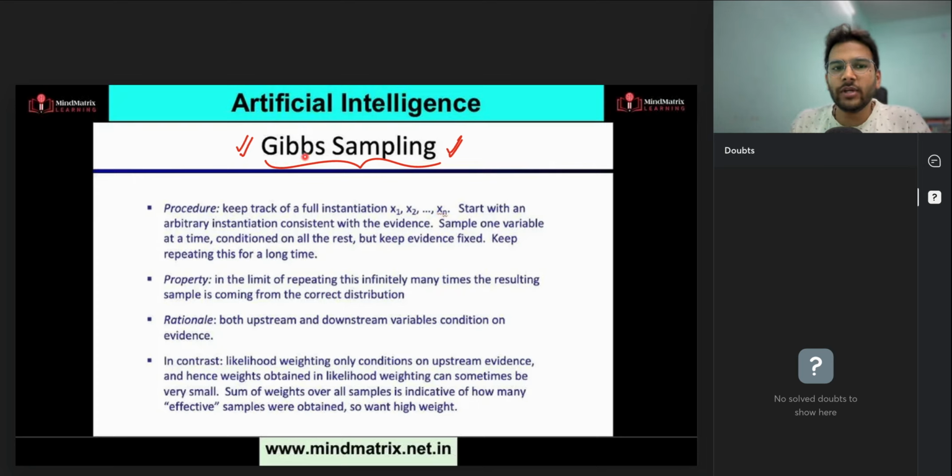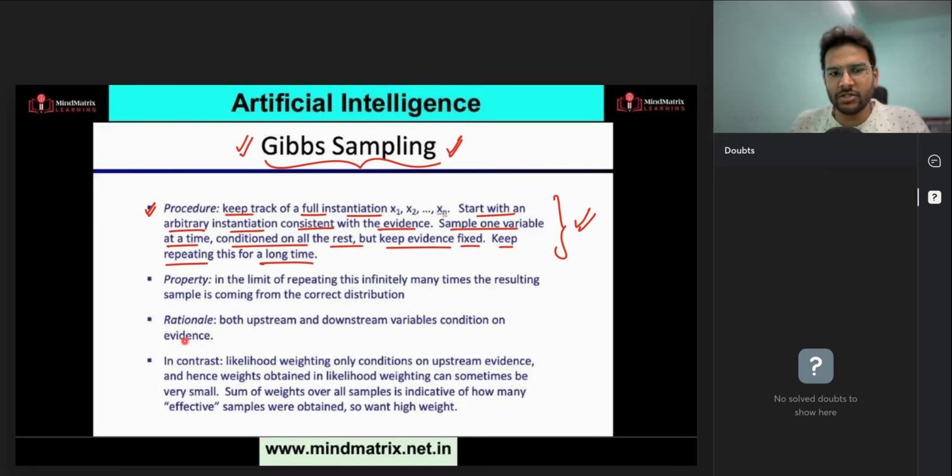So for Gibbs sampling, what is the procedure? The procedure is to keep track of a full instantiation, that means from x1 to xn, all the random variables. Start with an arbitrary instantiation consistent with the evidence. Sample one variable at a time, conditioned on all the rest. The same thing is mentioned over here, but keep the evidence fixed. Keep repeating this for a longer time, or you can say for multiple iterations. With an example, you will understand more.